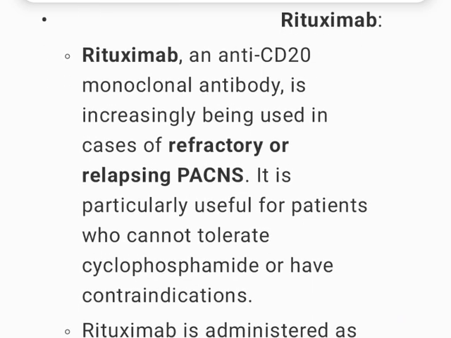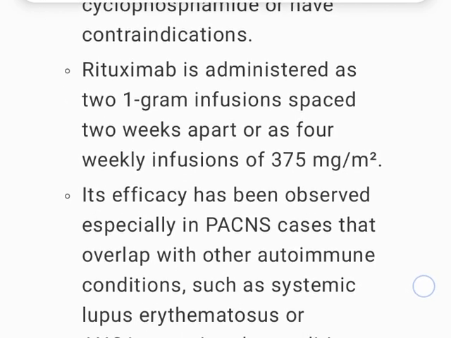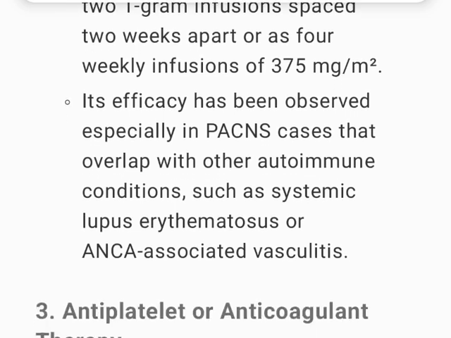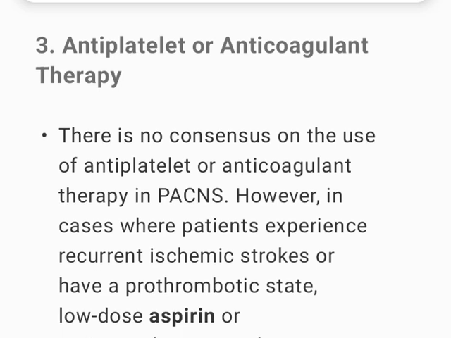Rituximab, an anti-CD20 monoclonal antibody, is increasingly being used in cases of refractory or relapsing PACNS. It is particularly useful for patients who cannot tolerate cyclophosphamide or have contraindications. Rituximab is administered as 2 1-gram infusions spaced 2 weeks apart, or as 4 weekly infusions of 375 milligrams per milliliter. Its efficacy has been observed especially in PACNS cases that overlap with other autoimmune conditions, such as systemic lupus erythematosus or ANCA-associated vasculitis.